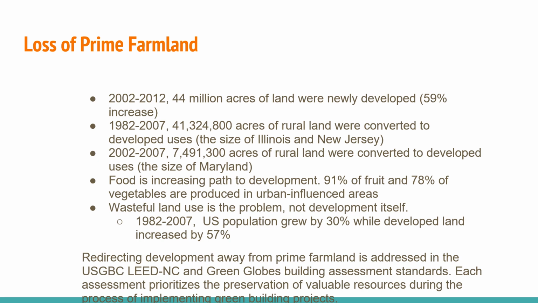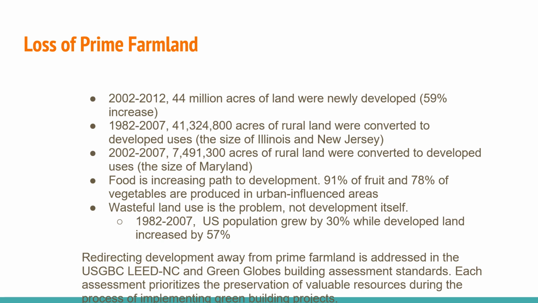And the issue isn't that we're expanding development, it's just that we're wastefully using the land and not efficiently optimizing its usage. From 1982 to 2007, the US population grew by 30%, while our developed land increased by 57%. That's about a 27% difference from what it should be.